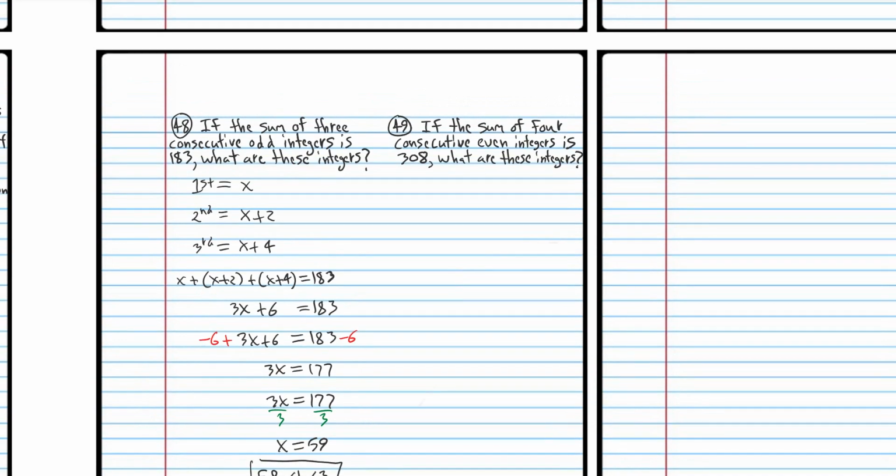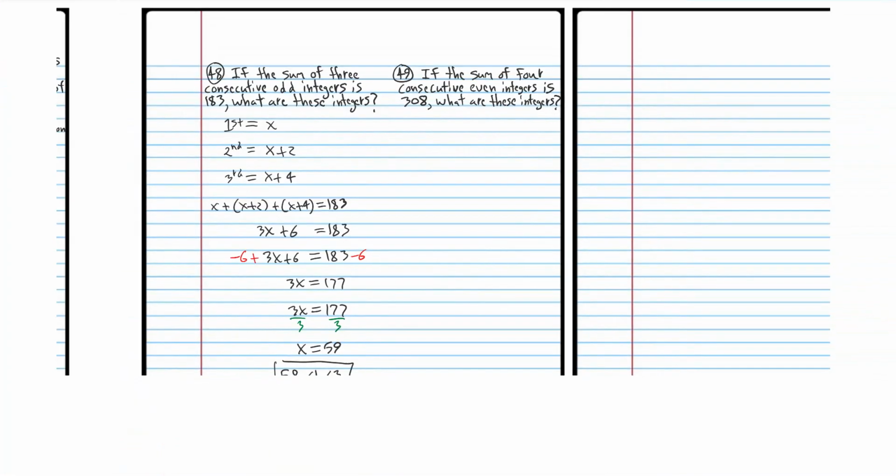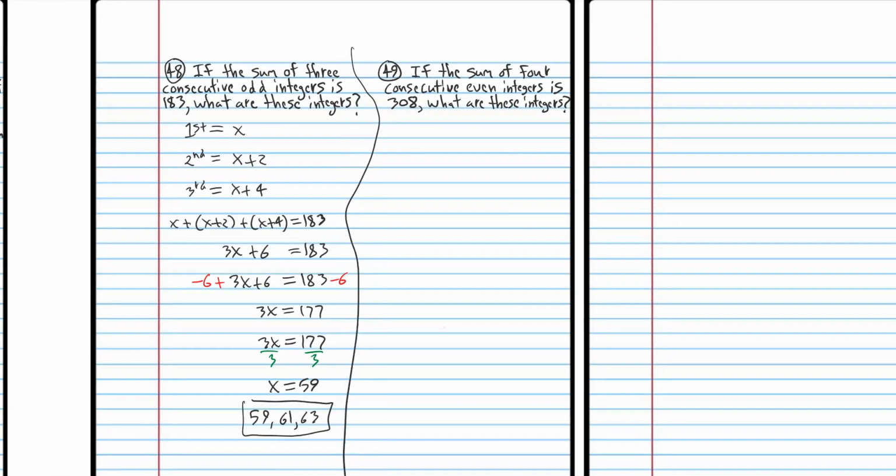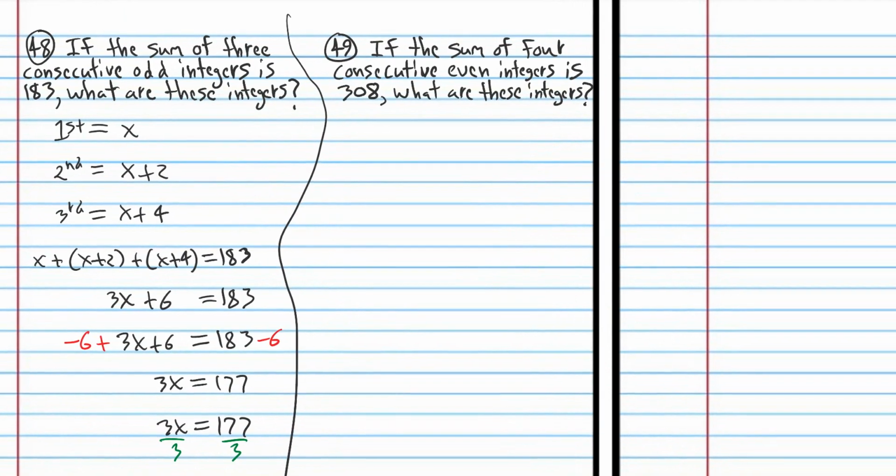All right, so why don't you try, and by the way, if you got that correct, good job. That was a challenging problem, very challenging. So very, very good. If you didn't get it right, that's okay. Just go back and figure out what you did wrong. Try number 49, and when you come back, we'll do it together.